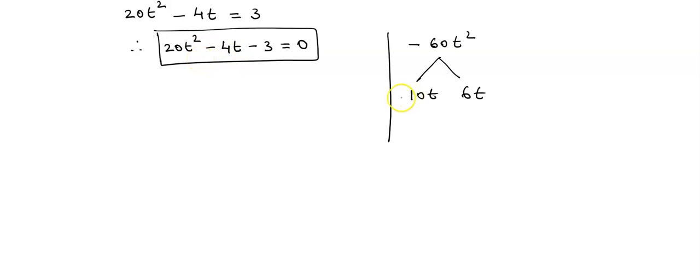That means for the bigger number, we put minus. Minus into plus will become minus. Minus into plus is minus, 10 6s are 60, t into t is t square. Minus 10 plus 6 is minus 4. Yes, the factors are correct.